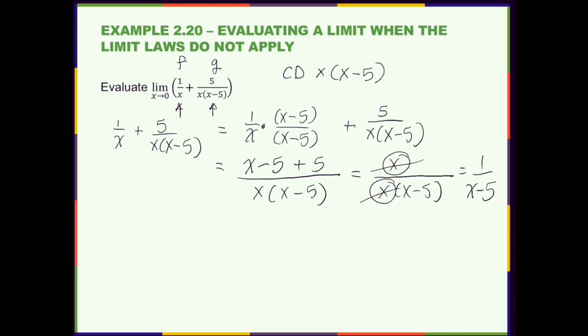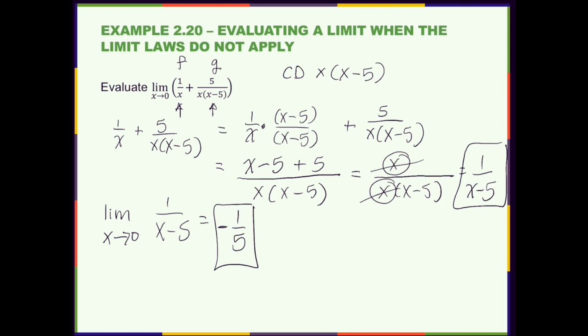So now that we have it simplified and rearranged a bit, let's see if we can use direct substitution. If I take the limit as x goes to 0 of this new simplified version, 1 over x minus 5, so the limit as x approaches 0 of 1 over x minus 5, then when I substitute 0 in there, I get negative 1/5. So that will be our limit.